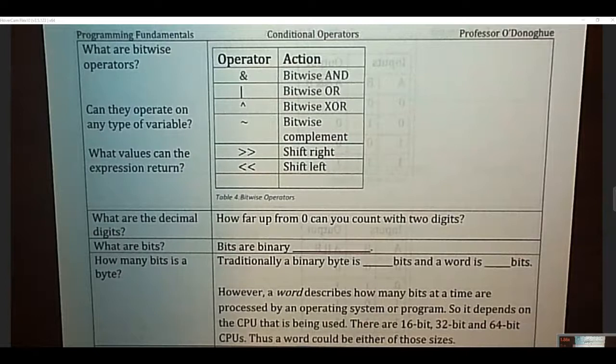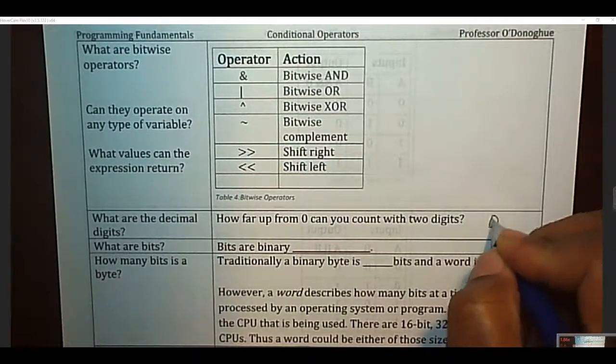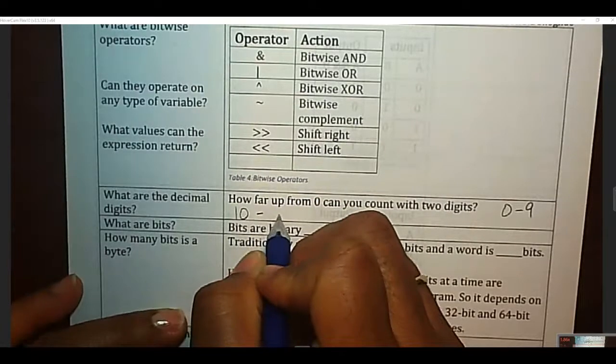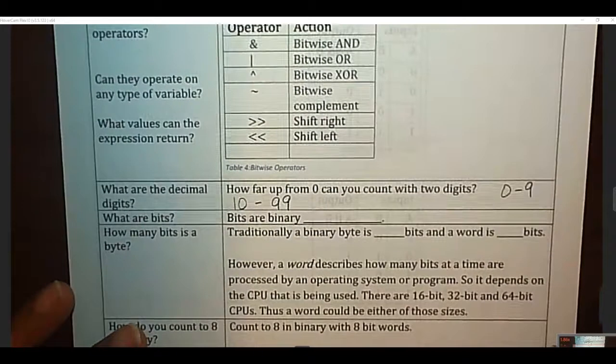So to compare it to something else you're very familiar with, think about the decimal number system. How many digits do you have in a decimal number system? You have 10, right? From 0 to 9. Those are the digits we have. So my question here is, how far up from 0 can you count with 2 digits? So if you have 2 digits to make up your number, that means you can go from 10 to 99, right, in decimal. Then if you were going to go to 100, you would need 3 digits, right? If you were going to go to 1,000, you would need 4 digits. So we combine digits to make numbers.